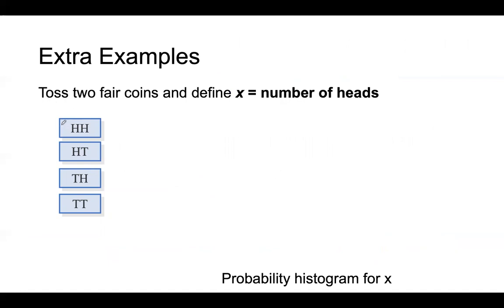So here's an extra example. Toss 2 fair coins and define x as the number of heads. So you can have head, head; head, tail; tail, head; tail, tail. Each has a probability of 1 over 4 of occurring. But we're defining x to be the number of heads. We can have it capital X or small x.